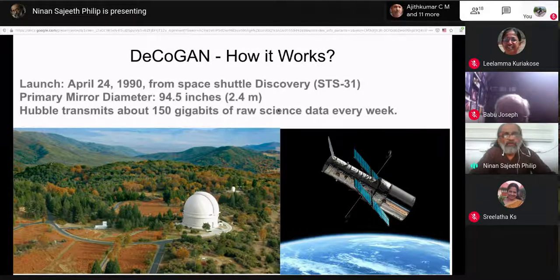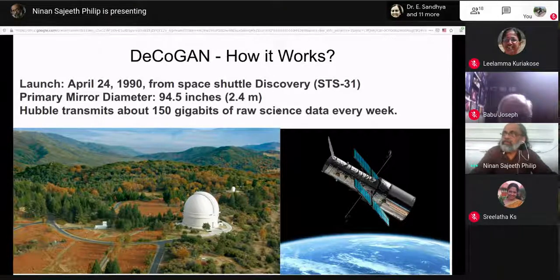And we also have the Hubble Space Telescope, which is a 2.4 meter telescope in space. It was launched in 1990 on the Space Shuttle Discovery. And it is sending us a lot of data, in fact 150 gigabytes of data every week. So from 1990, it has sent us a lot of data that we can use.